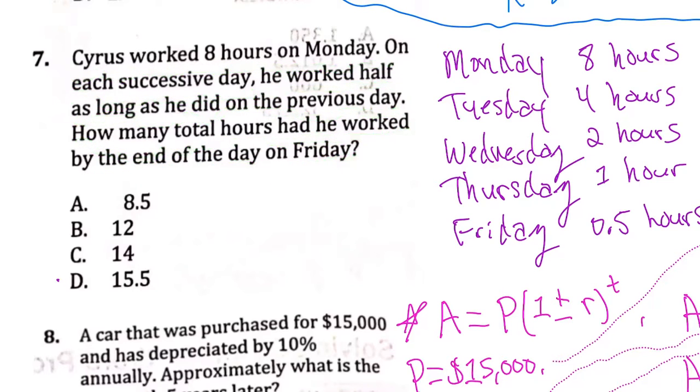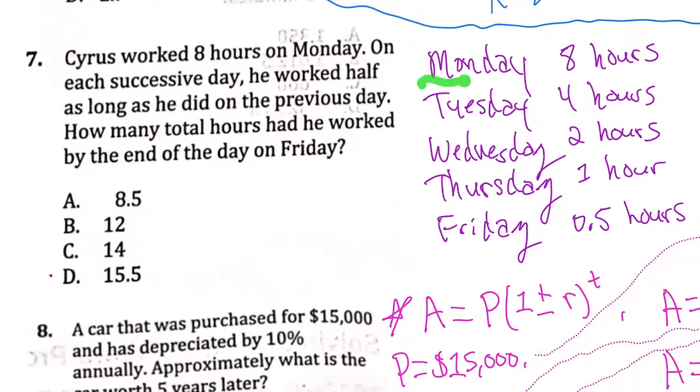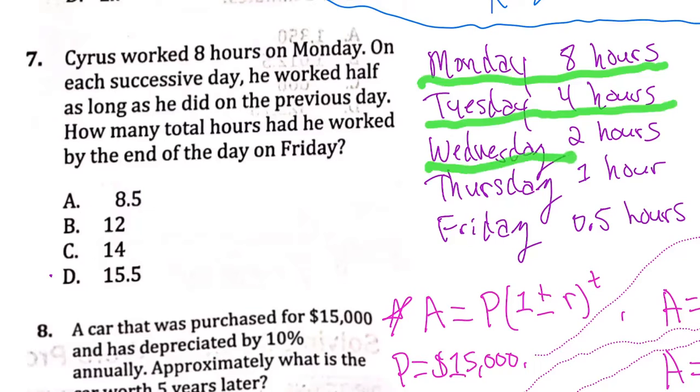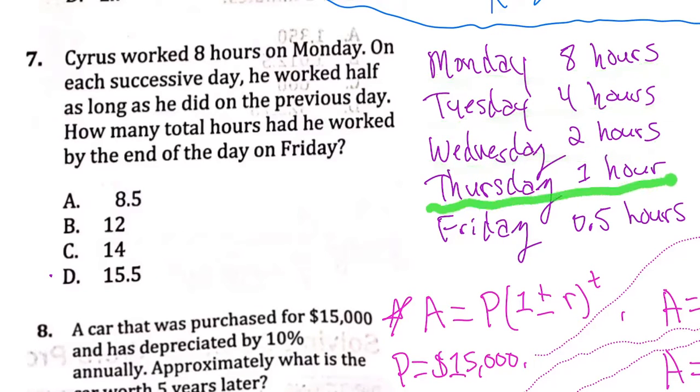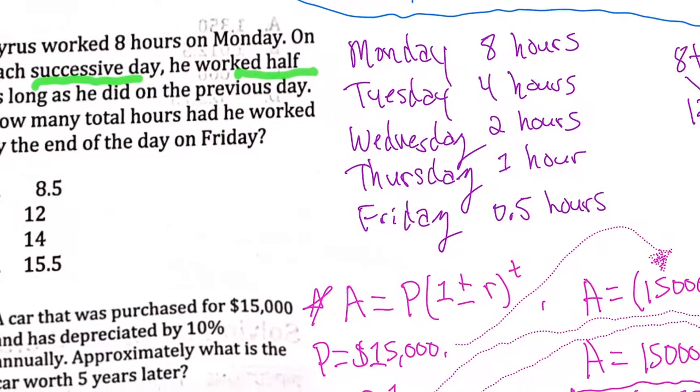All right, so on Monday here, right, he worked 8 hours. Tuesday was half of 8, 4 hours. Wednesday was half of 4, 2 hours. Thursday was half of 2 hours, 1 hour. And Friday was half of 1 hour, or half an hour, or 0.5 hours. So that's just what it means, successive day, right? So each day, he worked half. So we just halve the hours.